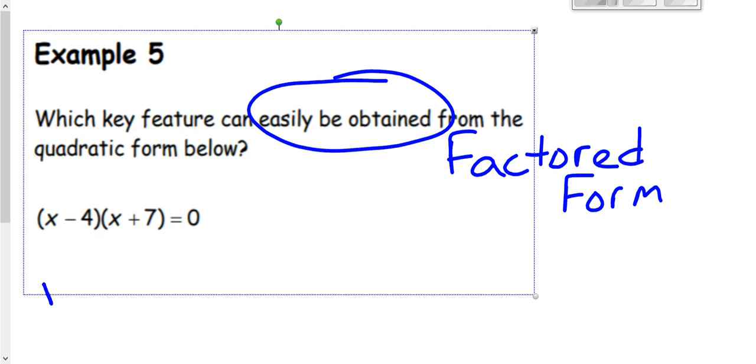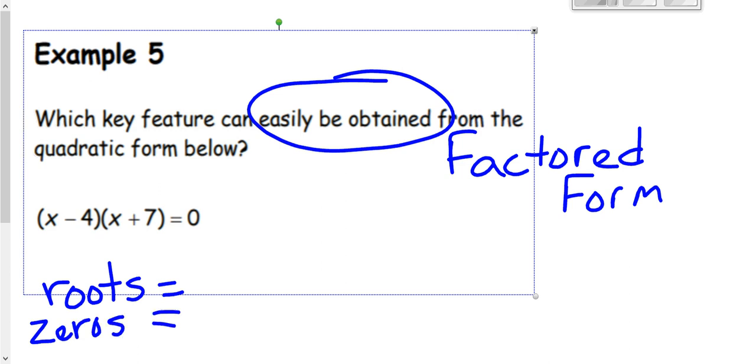And up there in your resources, I do have for you to study that factored form means we can easily get the roots. What are some other names for the roots? X-intercepts, solutions, or zeros. All of those mean the same thing. I'm going to put zeros on here also because they are most commonly used. Roots and zeros are most commonly used to describe the x-intercepts.